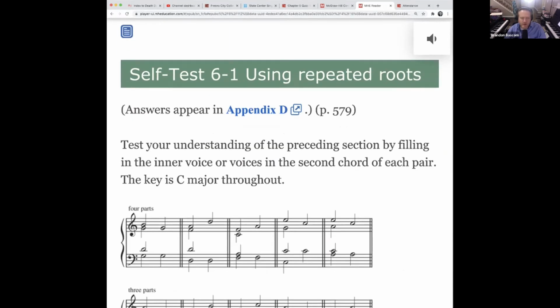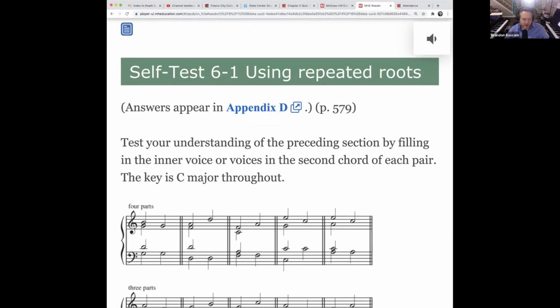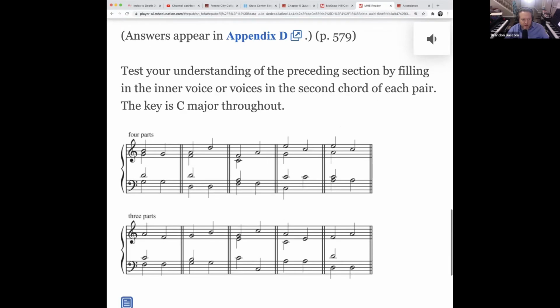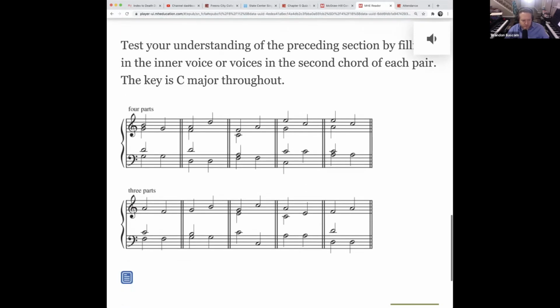All right, we have made it to self-test 6-1. Using repeated notes. Test your understanding of the preceding section by filling in the inner voice or voices in the second chord of each pair. The key is C major throughout. All right, we are in C major. Looks like we're hanging out on the dominant here.